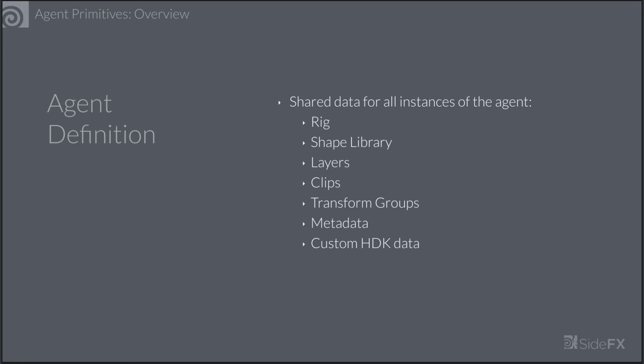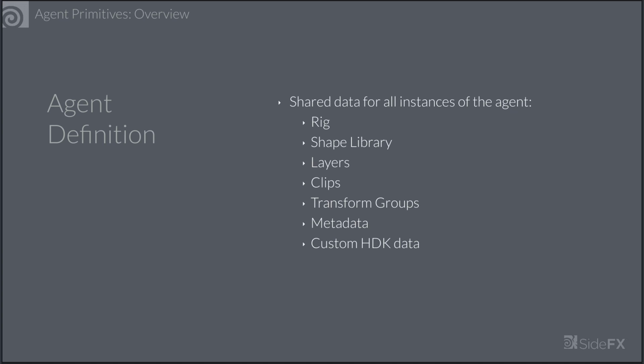So all of the shared data for an agent primitive is what we refer to as the agent definition. So this is shared between all of the copies or instances of an agent. So you'll just have one agent definition for each type of character in the crowd. We'll be going in depth into each of these, but just as an overview, all of the different parts in the agent definition are the rig, which is defining the skeleton hierarchy, the rest pose, and also defines channels, which are used for things like blend shapes.